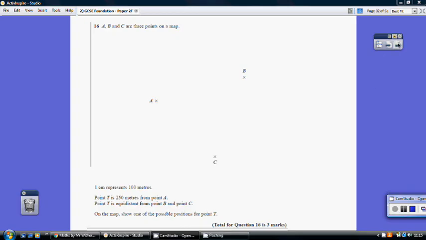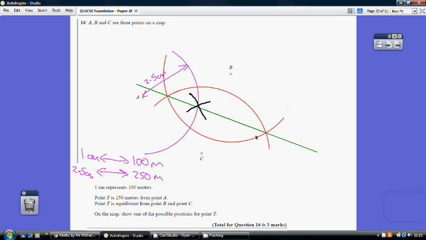Question 16. So on the map show one of the possible positions for T, and T is equidistant from the points P, B and C. T is also 250 meters from point A. So let's take this first statement first. T is 250 meters from point A.